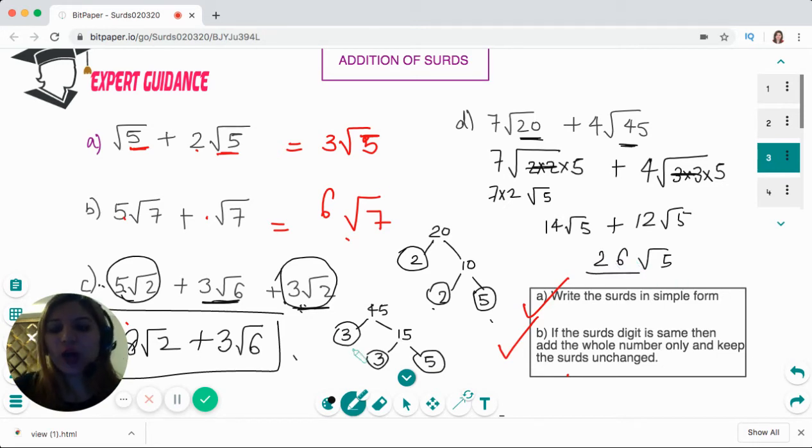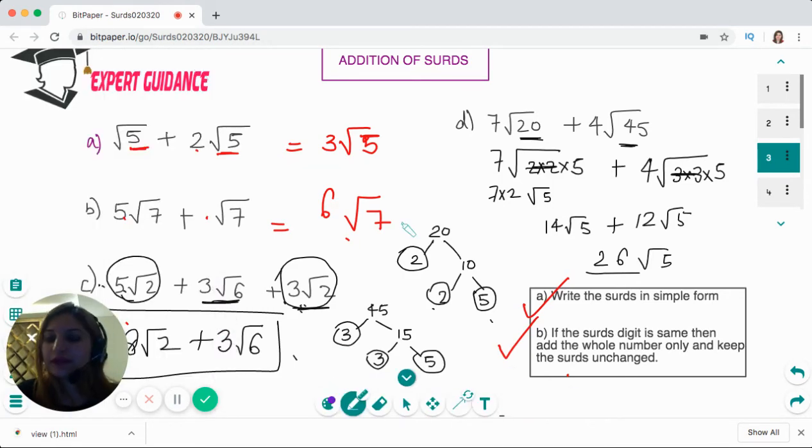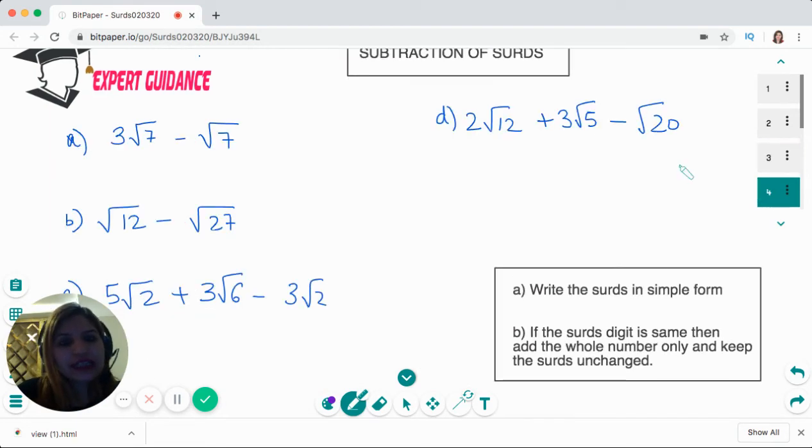Okay, so I hope how you add surds is crystal clear to you. You just need to make sure: write the surds in simple form, make sure the surds are the same, and then add the whole numbers. The same thing we'll do for subtraction. So write the surds in simple form. If the surds are the same, then add the whole numbers if it is addition, or subtract the whole numbers if it is subtraction.